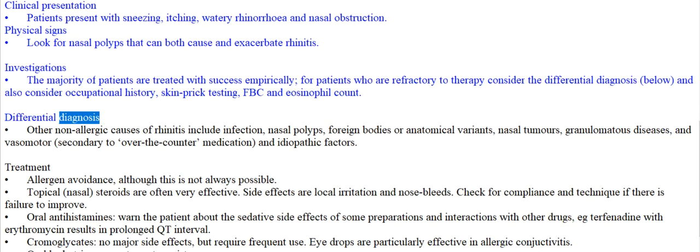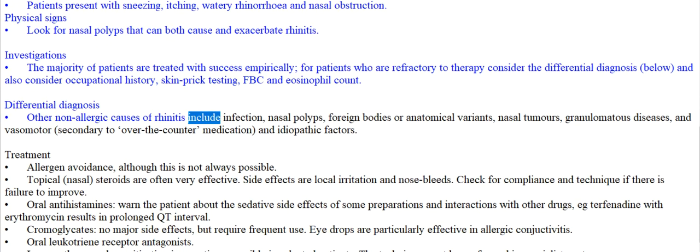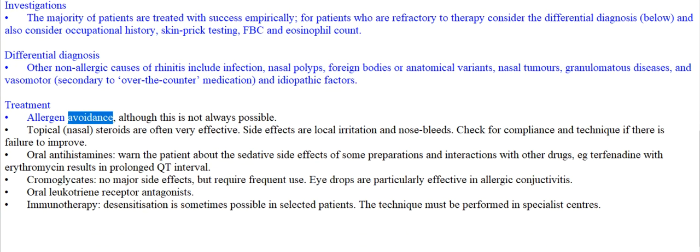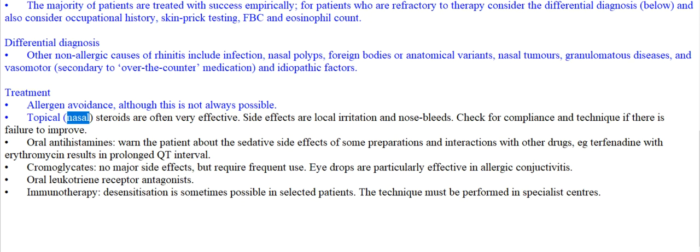Differential diagnosis. Other non-allergic causes of rhinitis include infection, nasal polyps, foreign bodies or anatomical variants, nasal tumors, granulomatous diseases, and vasomotor, secondary to over-the-counter medication, and idiopathic factors. Treatment. Allergen avoidance, although this is not always possible. Topical nasal steroids are often very effective. Side effects are local irritation and nosebleeds. Check for compliance and technique if there is failure to improve.